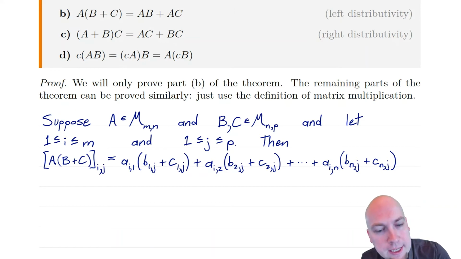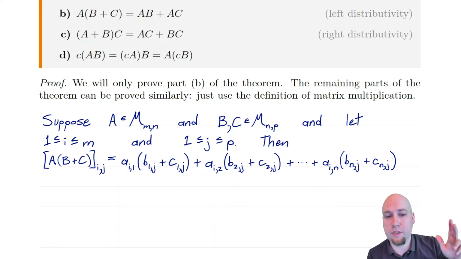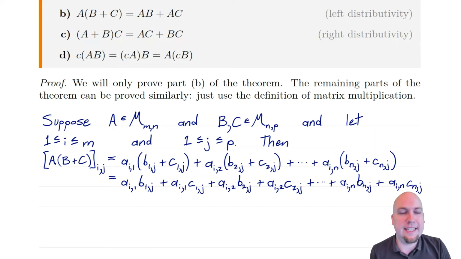Okay, great. Next thing I'm going to do is say, hey, this is just a sum and product of a whole bunch of real numbers. I know how real numbers behave, right? I know all the nice properties that they have. In particular, I can distribute over each one of these parentheses. I can distribute here, and here, and here.